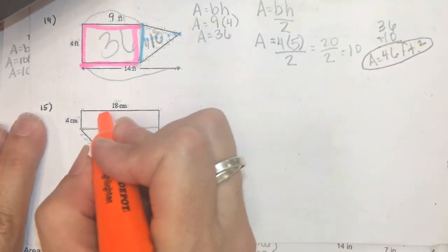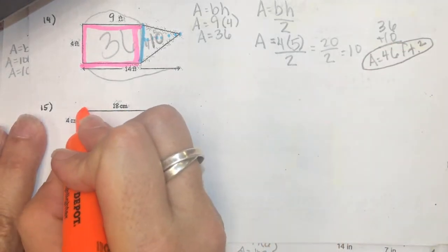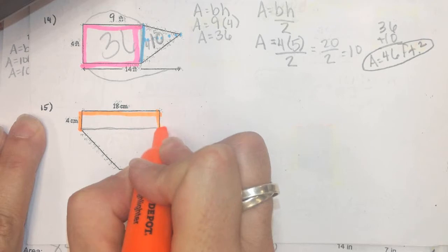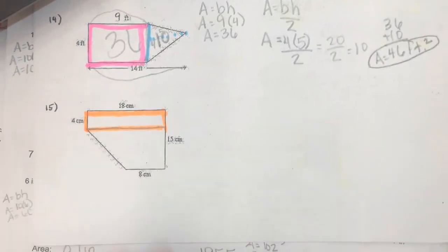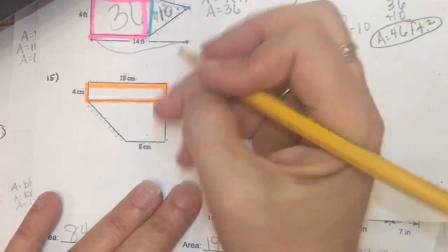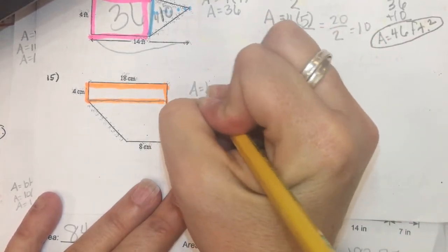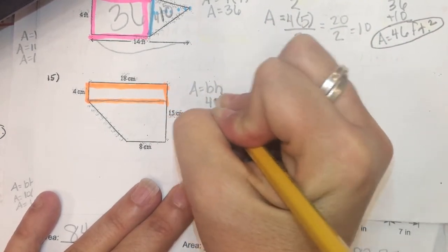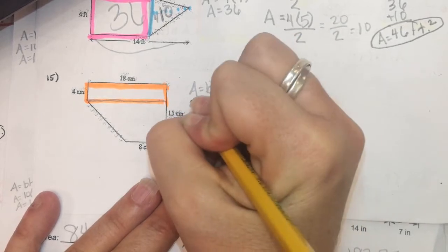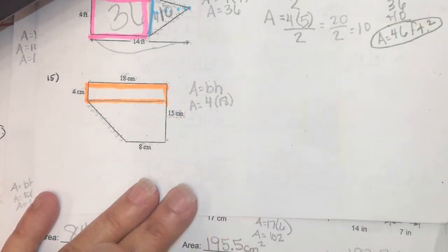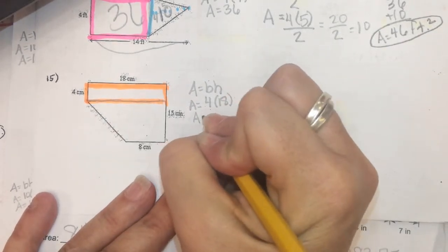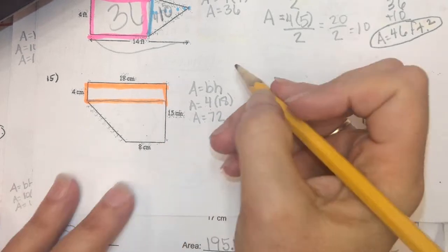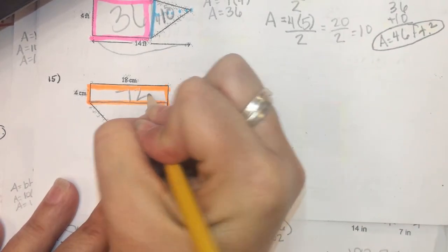So, starting out with this rectangle, it is a 4 by, slow down, 4 by, what's that? 18. So, for that rectangle, it's base times height, which is 4 times 18. So, 4 times 18 is 72. So, that rectangle is 72.